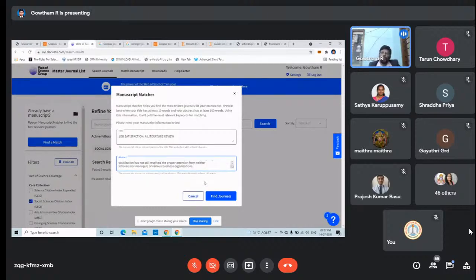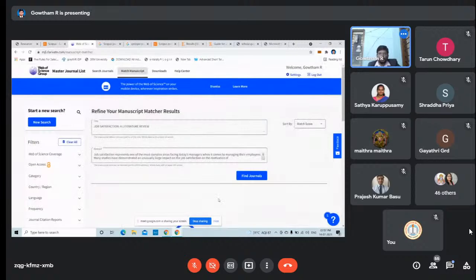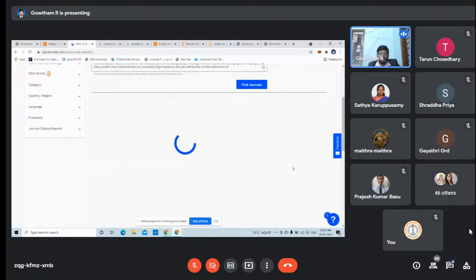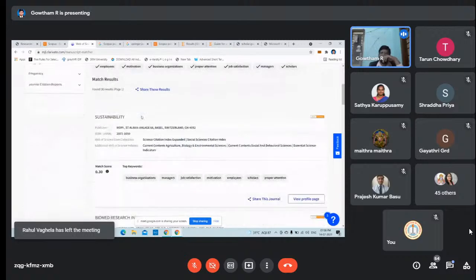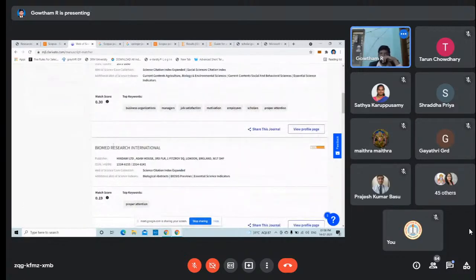Now I'm going to click find journals. Once I click find journals, it is searching for relevant journals. Matching keywords, it will automatically generate keywords for you: employees, motivation, business organization, proper attention, job satisfaction, managers, scholars. So for this manuscript, now I have 30 journals.